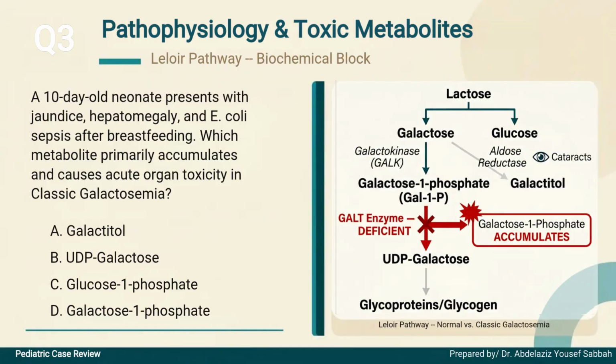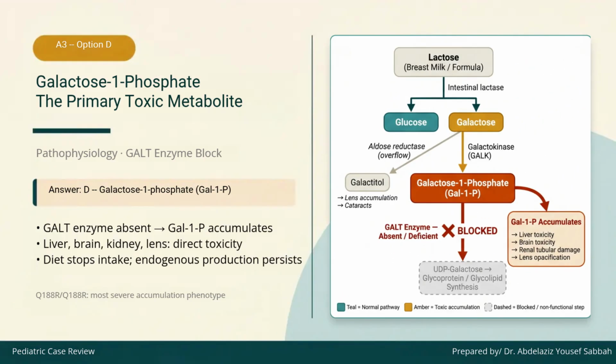Case 3. A 10-day-old neonate presents with jaundice, hepatomegaly, and Escherichia coli sepsis after breastfeeding. Which metabolite primarily accumulates and causes acute organ toxicity in classic galactosemia? Option A, galactitol. Option B, uridine diphosphate galactose. Option C, glucose 1-phosphate. Option D, galactose 1-phosphate. The correct answer is option D, galactose 1-phosphate.